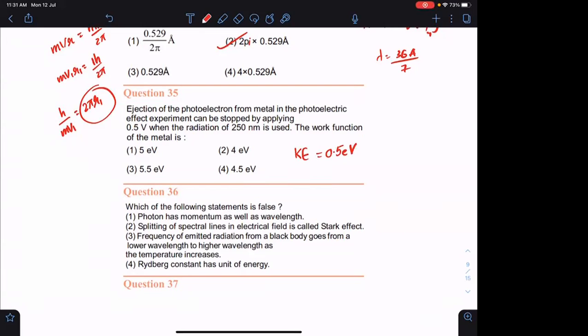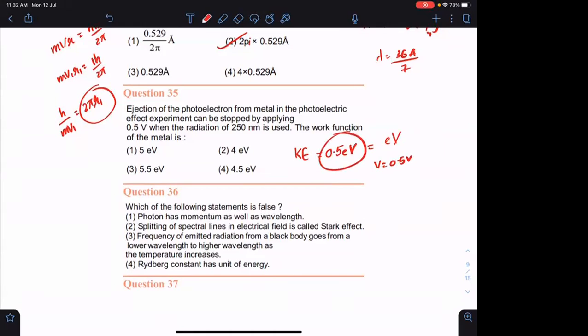To stop it, we will be applying the voltage in the opposite direction. The energy is nothing but QV. Q is nothing but e times V. The e cancels and you get 0.5 volts, the stopping potential. Or else the kinetic energy becomes, since the stopping potential is 0.5 volts, 0.5 eV.